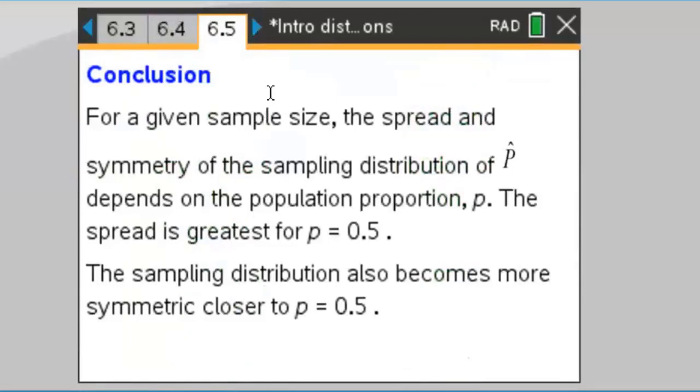All right, so what we can conclude from that is that for a given sample size, the spread and symmetry of the sampling distribution of P hat depends on the population proportion P, with it being greatest when P is 0.5. And it also becomes more symmetric closer to 0.5 and least symmetric the closer it is to either 0 or 1.